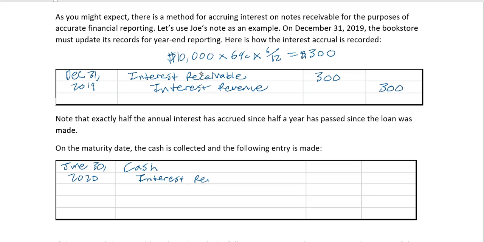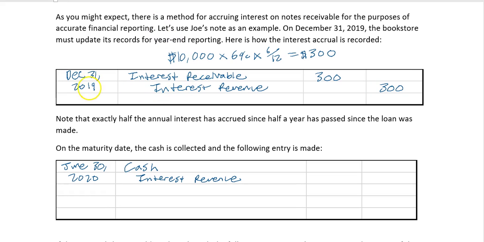This will be for the next 6 months after December 31st. So we will kind of emulate what's happened here up to December 31st. We will reverse the interest receivable of our last journal entry, because once we collect the full amount, there's nothing outstanding. On that note, the note receivable will also go away. Once Joe pays us, there will be no reason to keep the note on our books.